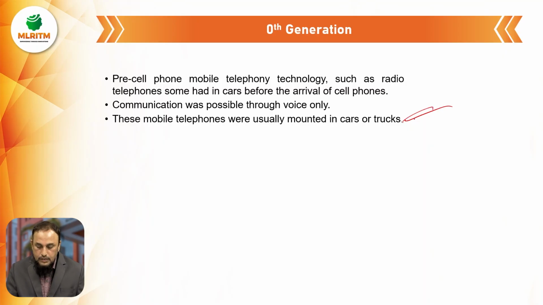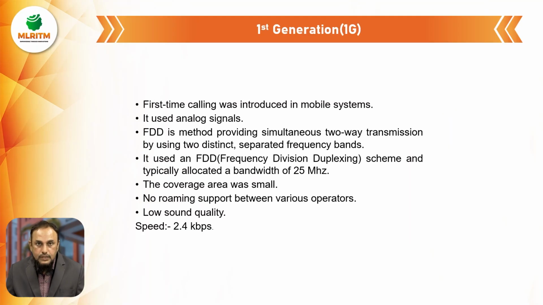Now we come to the next generation, the first generation, which is 1G. In the first generation, calling was first introduced in the mobile system. It uses analog signals. The zeroth generation and the first generation both use analog signals. In the first generation we use FDD, frequency division duplexing technology. FDD is a method providing simultaneous two-way transmission by using two distinct, separated frequency bands.